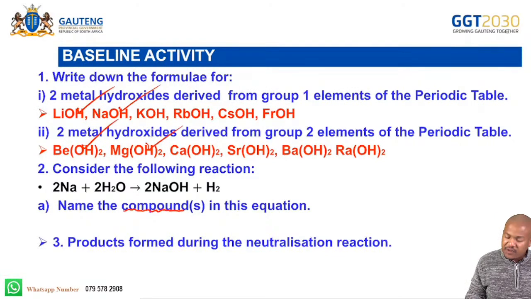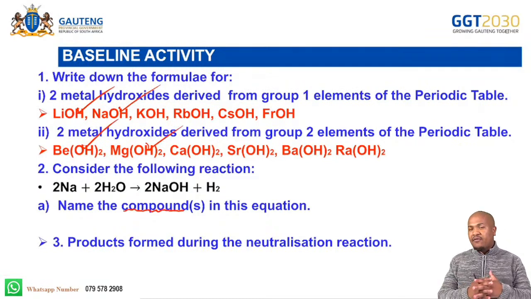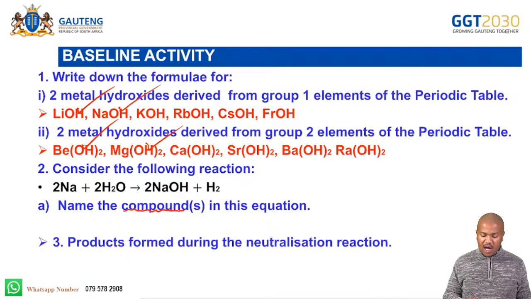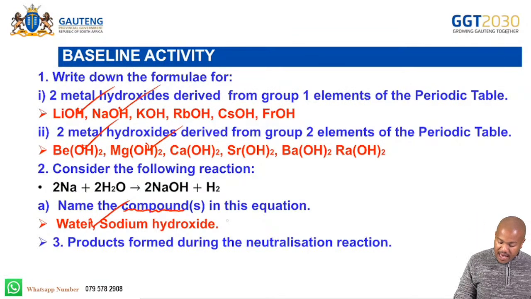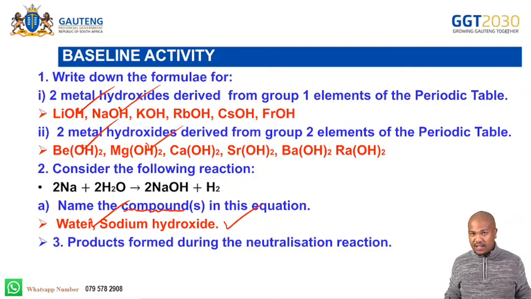Compounds are two or more different elements that are chemically bonded in a fixed ratio. So now, what are the compounds in our equation? The compounds here are water and sodium hydroxide.